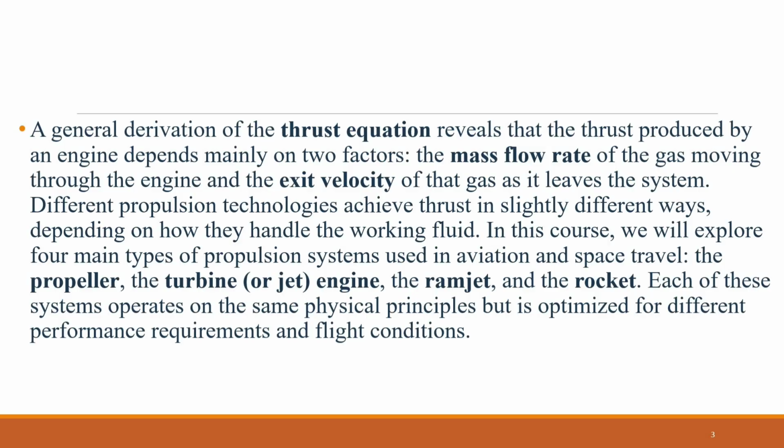Different propulsion technologies achieve thrust in slightly different ways, depending on how they handle the working fluid. In this course, we will explore four main types of propulsion systems used in aviation and space travel: the propeller, the turbine or jet engine, the ramjet, and the rocket. Each of these systems operates on the same physical principles, but is optimized for different performance requirements and flight conditions.